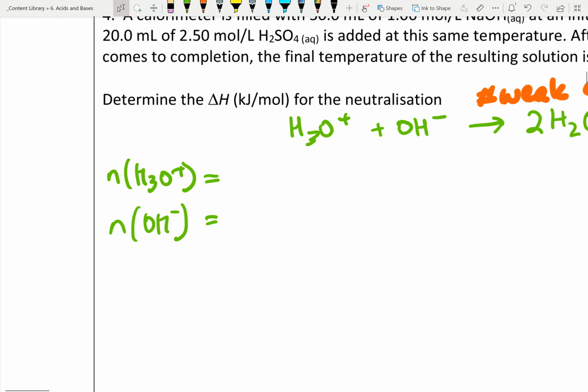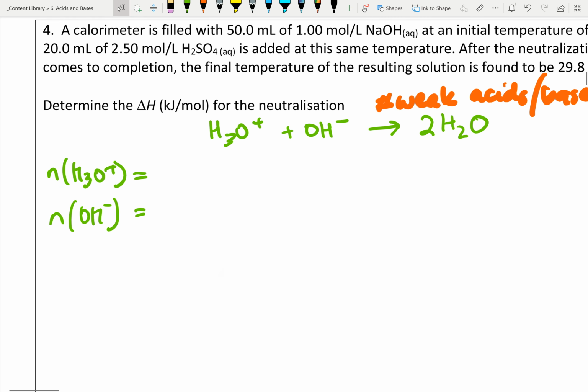So all I've got to figure out is how much hydronium I have, how much hydroxide I have, and which one's limiting how much water I form. My moles of hydronium is going to be equal to 2 times my moles of H2SO4. If you're not comfortable with that, it's because sulfuric acid is diprotic. It's got 2 protons to give. So I'll quickly draw it out.